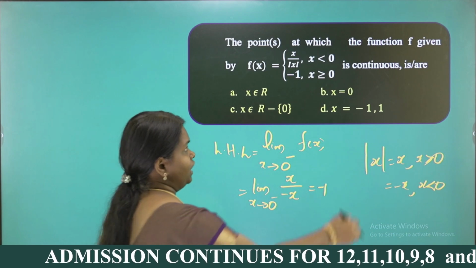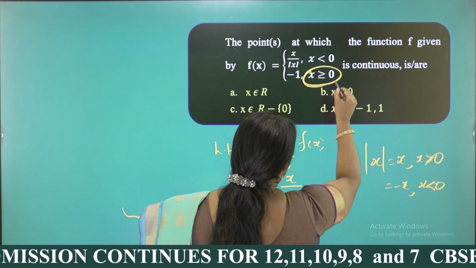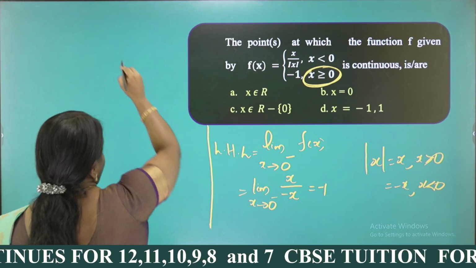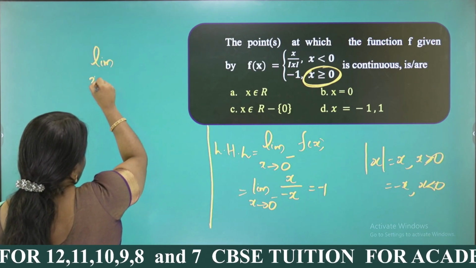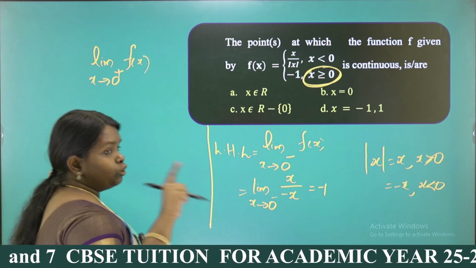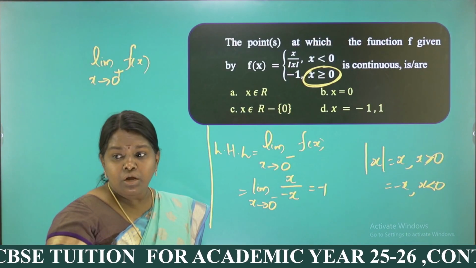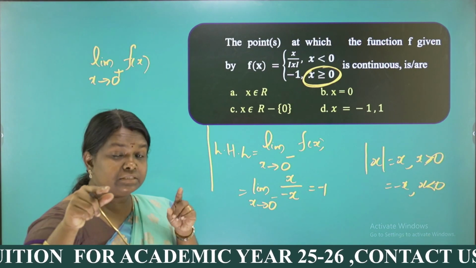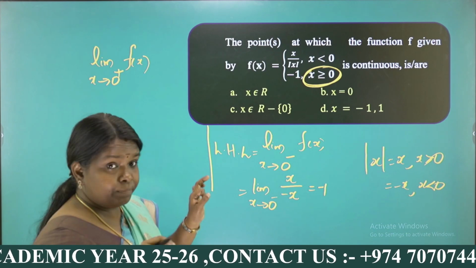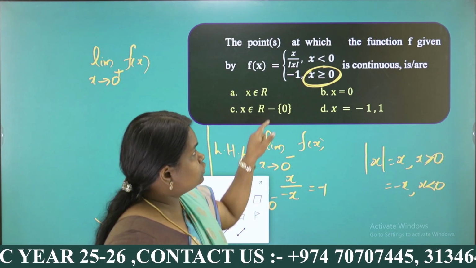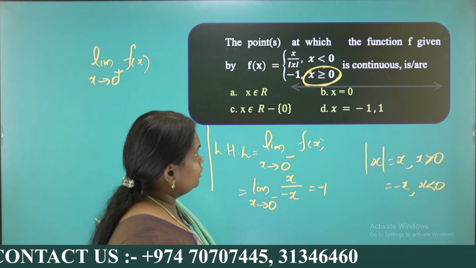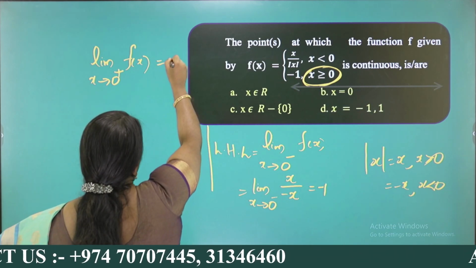Minus 1, because x is greater than or equal to 0. Greater than or equal to 0 means, if I do the right-hand limit, limit x tending to 0 plus f of x, it is very close to 0 but greater than 0, like 0.1 or 0.2, whatever. So it will be 0.01, very close to 0. What is the value of the function? It is minus 1. Clear? So RHL is equal to minus 1.